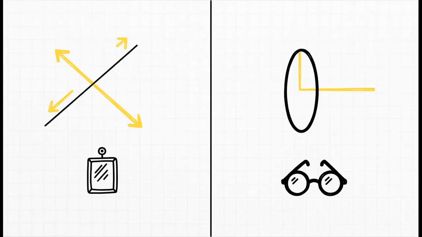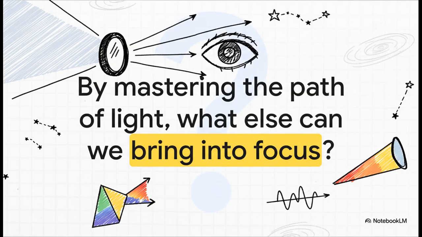So, there you go. From the simple reflection in your bathroom mirror to the complex refraction happening in your eyeglasses, these two fundamental principles, reflection and refraction, are constantly at work all around us. Understanding them is understanding how we see and manipulate our world. Which leaves us with one final thought. We started this whole thing by just following a single ray of light, and it led us to understand mirrors, lenses, and the very nature of vision. It makes you wonder, right? By mastering the path of light, what else can we bring into focus?